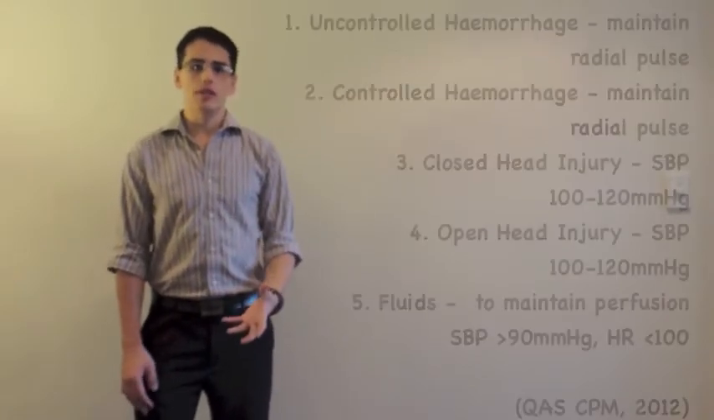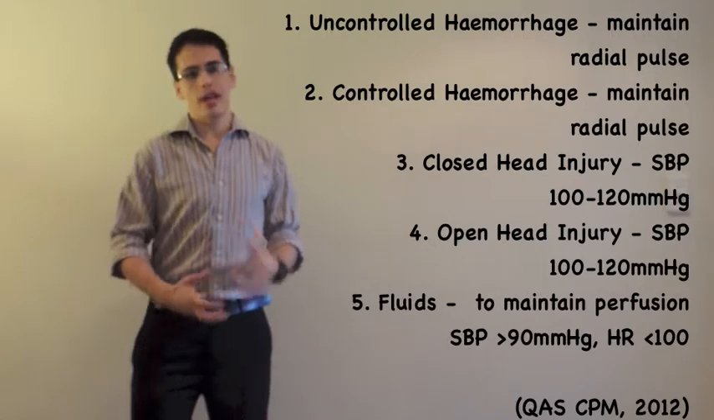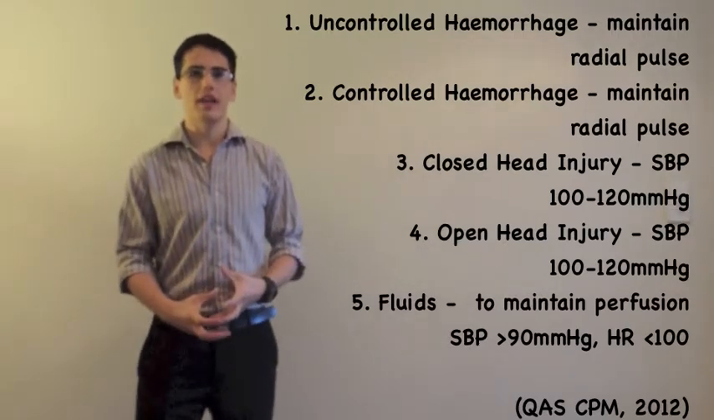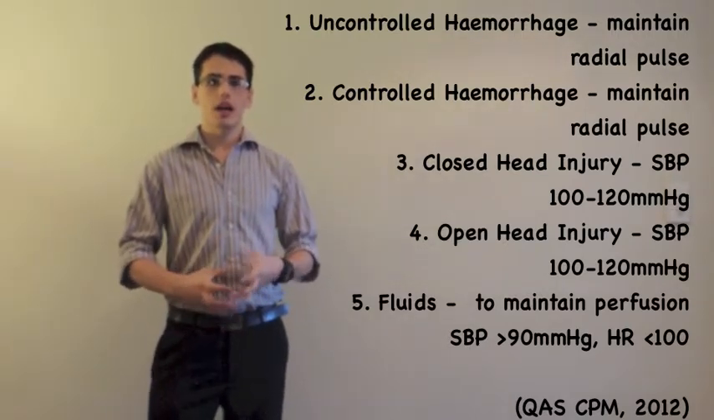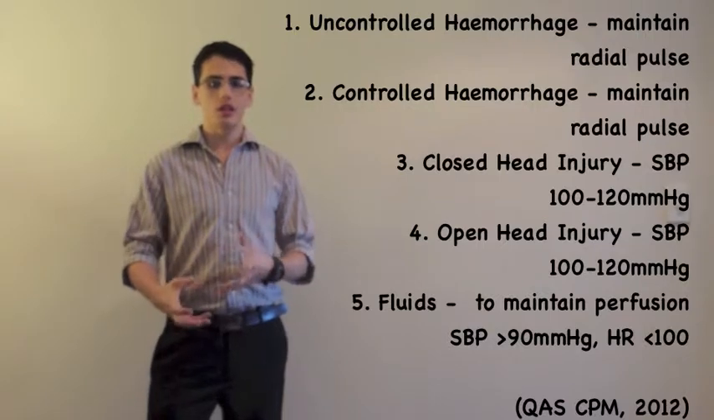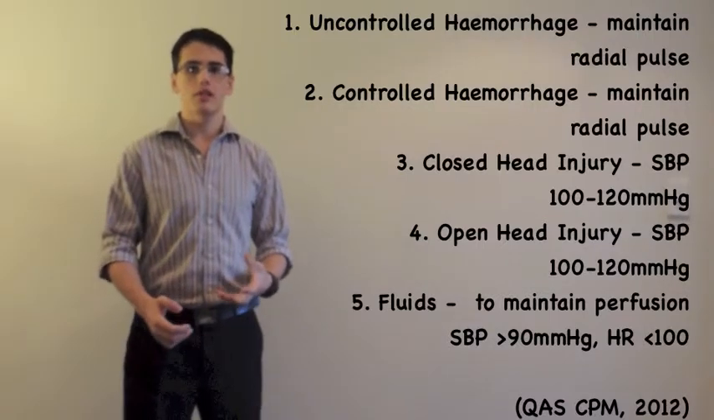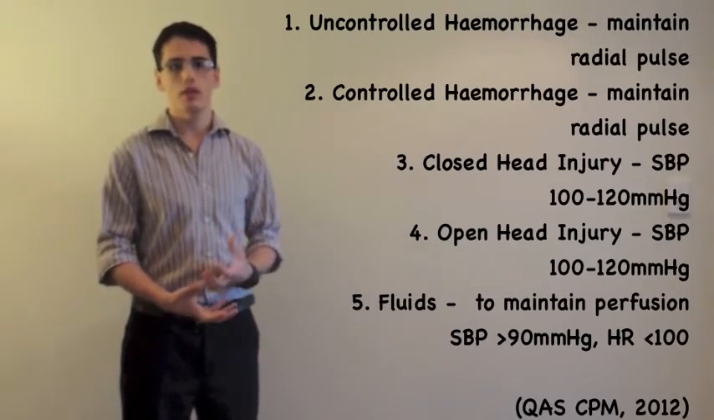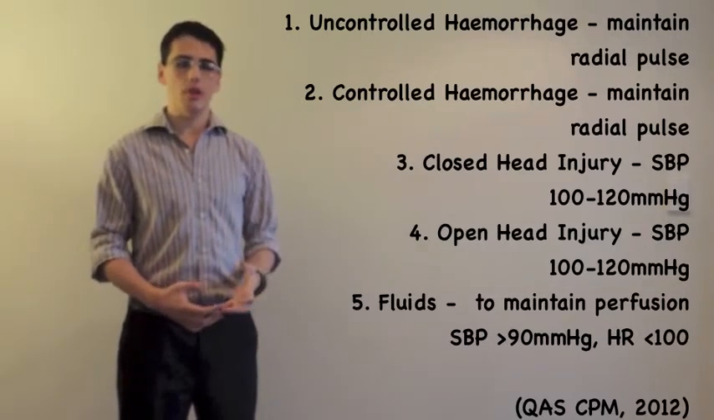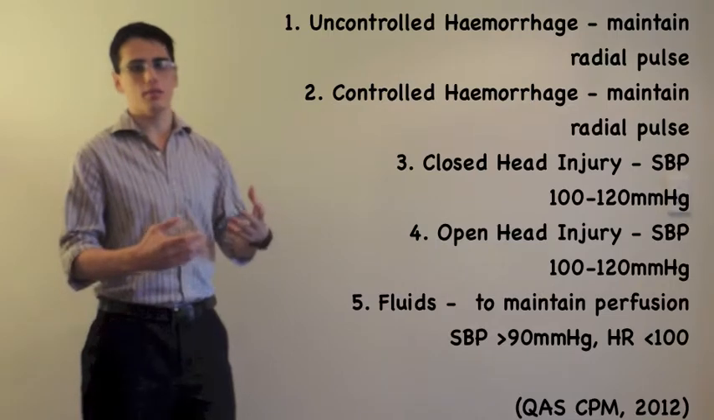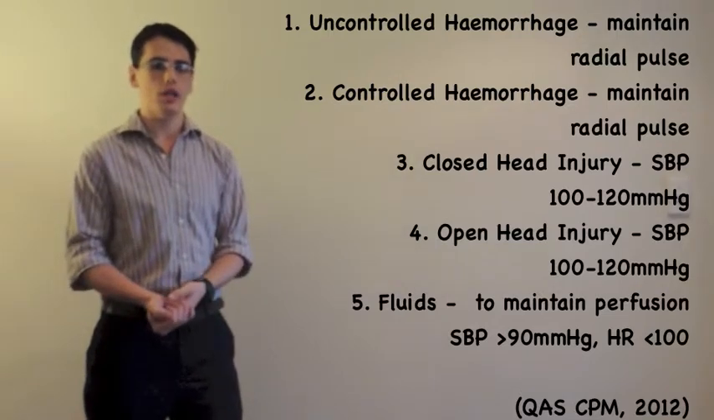Alright, for this section I'd like to talk about the Queensland Ambulance drug therapy protocols. There are 5 main reasons why we give fluids and how we administer them. So the first one is uncontrolled hemorrhage. With an uncontrolled hemorrhage, we'd like to maintain the blood pressure so we maintain a radial pulse. The next one is a controlled hemorrhage. As you can see, it's basically the same: maintain a radial pulse.